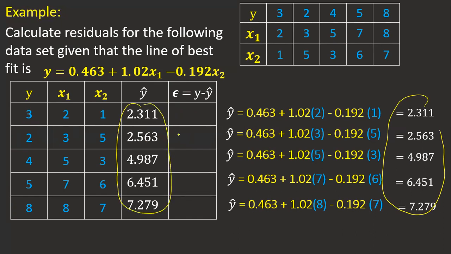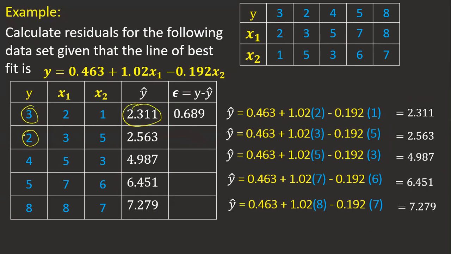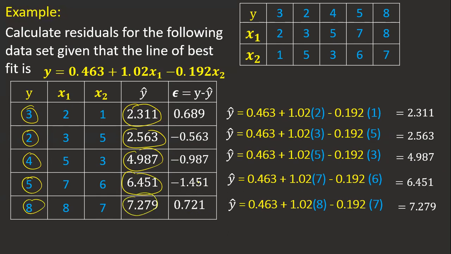Now here I'm going to subtract this column. This is subtracted with this one. Now 2 minus this one will give you the next one. Then 4 and this, so it will be negative always. Then 5 and 6, now it is minus 1, and 8 and 7, so obviously you will have the positive one. This is how you will calculate the residuals for each and every value given here. I hope this helps you understand how to calculate the residual.